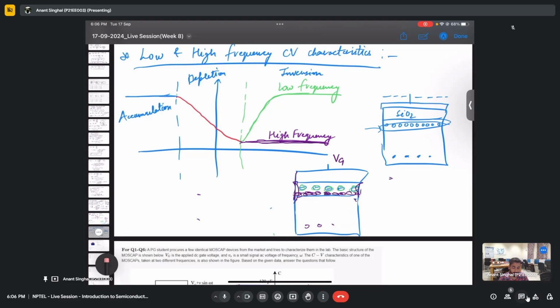Okay. And similarly, there is one more case, I guess you asked in the last lecture, which is known as the deep depletion region.